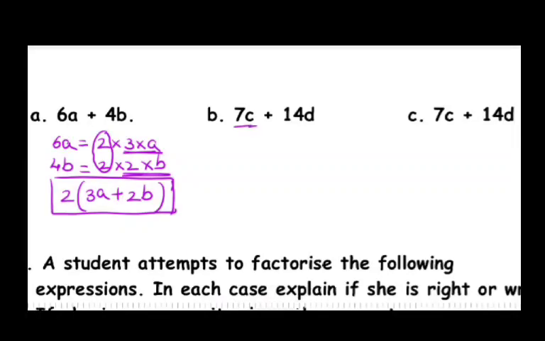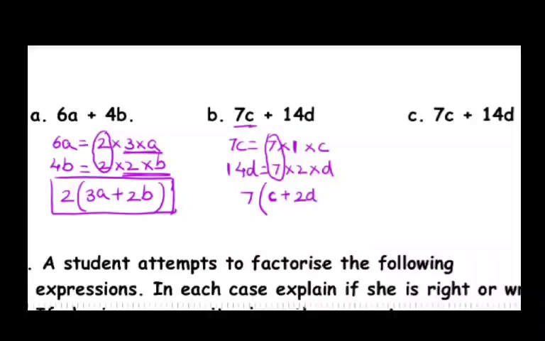We must focus on one term at a time. 7C. So what are the factors of 7? 7 and 1 into C. What about 14D? We have 7 into 2 into D. What's common? 7. 7 on the outside. You either write 1C or we only write C, plus from the question, and 2D.